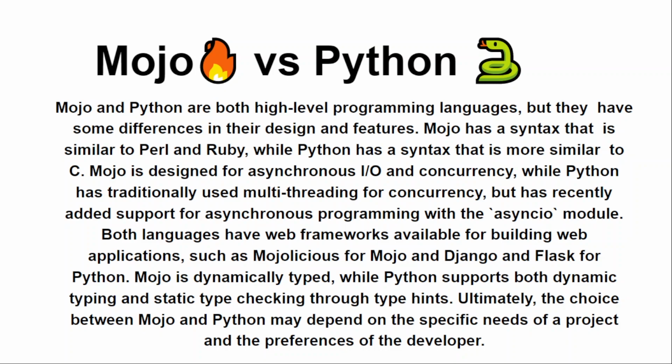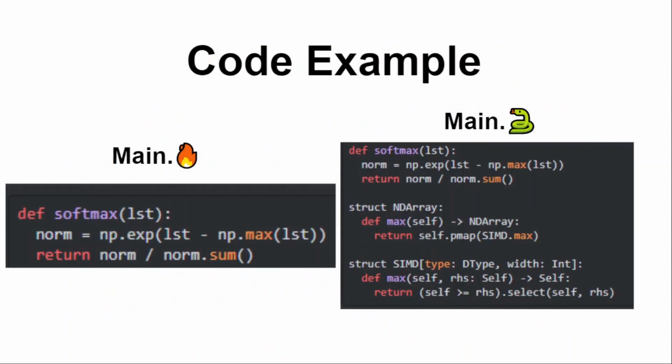In 2023, when comparing Mojo versus Python, factors like cost, reviews, features, integrations, deployment, target market, support options, trial offers, and training options can be taken into consideration. Here is some code example between Python and Mojo programming language.